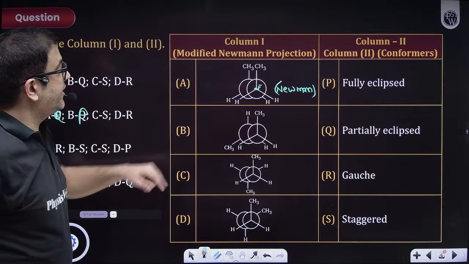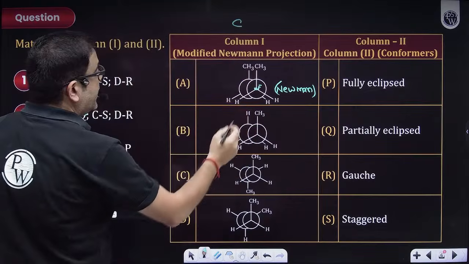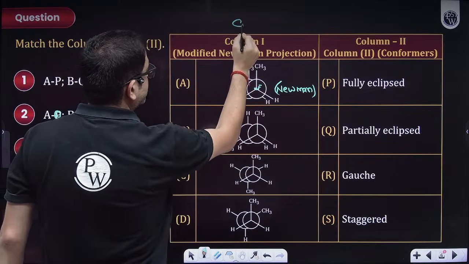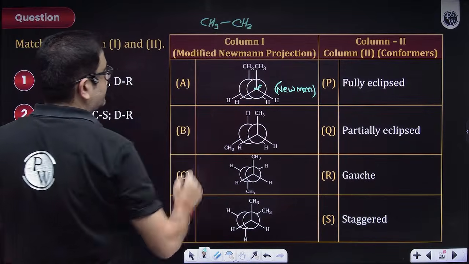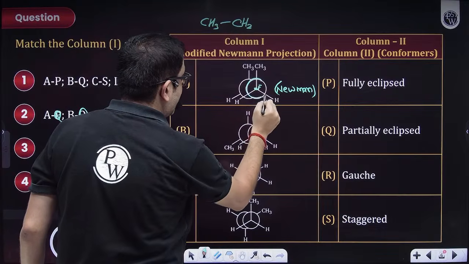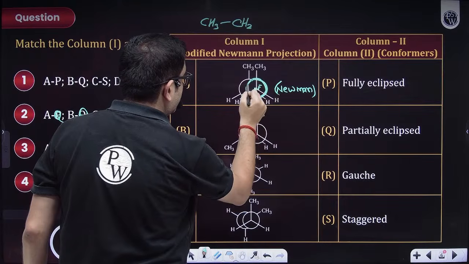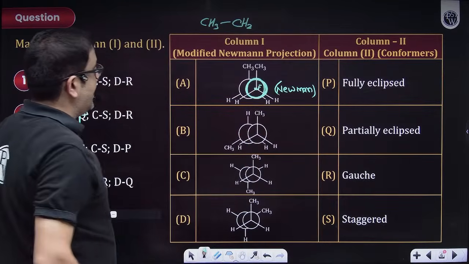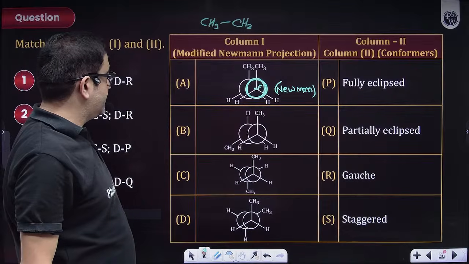Now, this is my front carbon. Let's say I'm drawing this carbon as C. It has one CH3 and two hydrogens. Now, it is connected with the back carbon. This is a back carbon. This back carbon is not attached with anything.